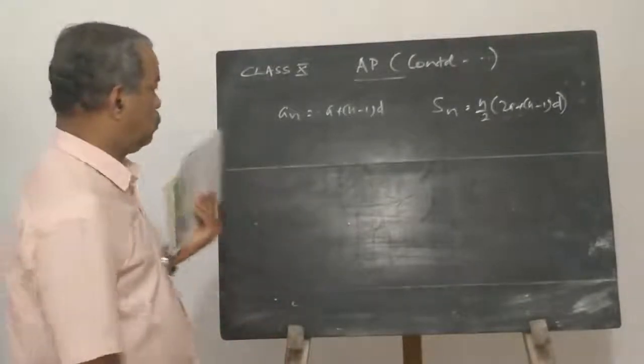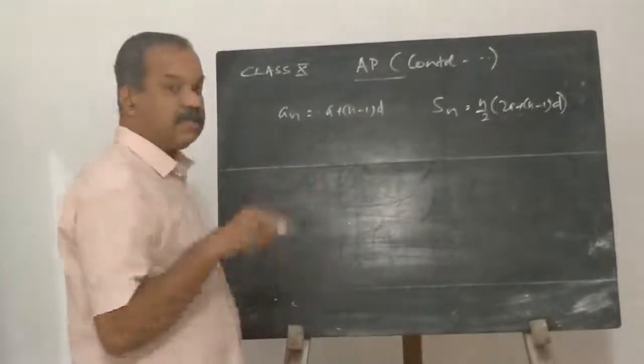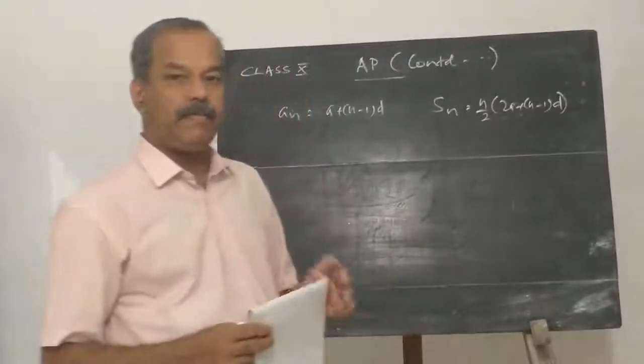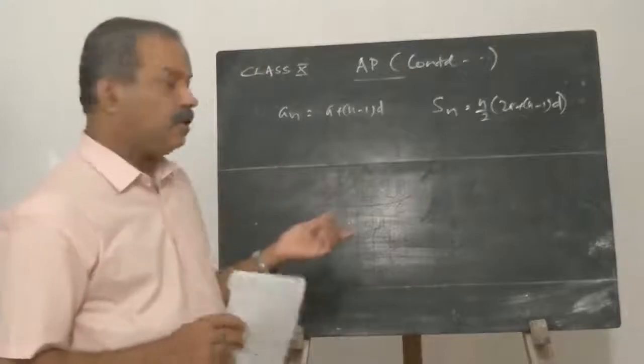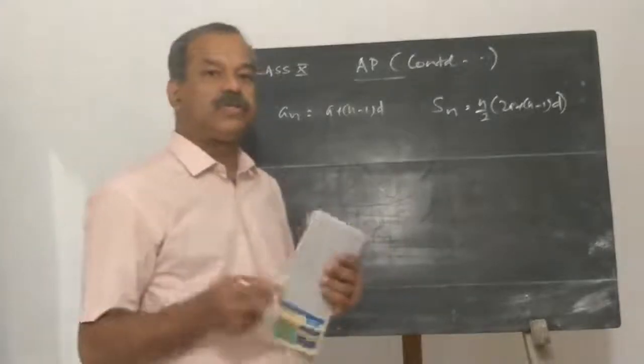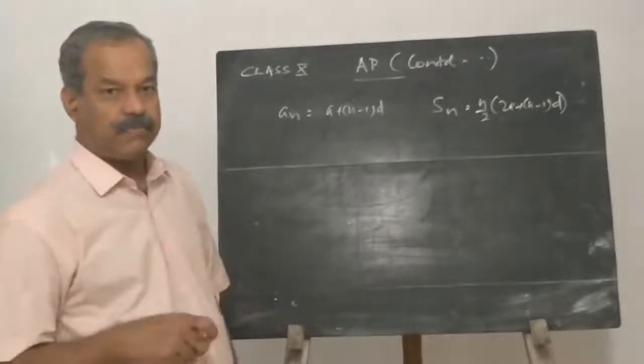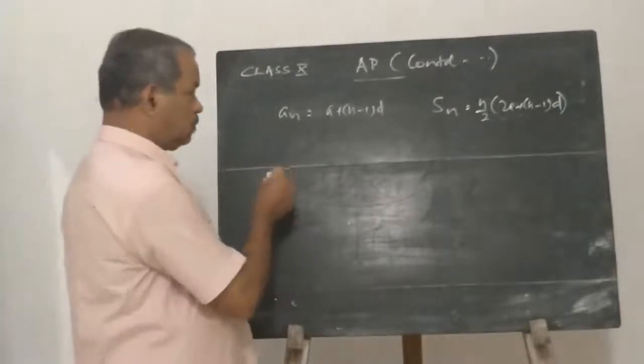Now, when we are given the nth term of an AP, how can we write the AP? Or when we are given the sum of n consecutive terms of an AP, how can we write the AP? Let us see how. First, consider this.